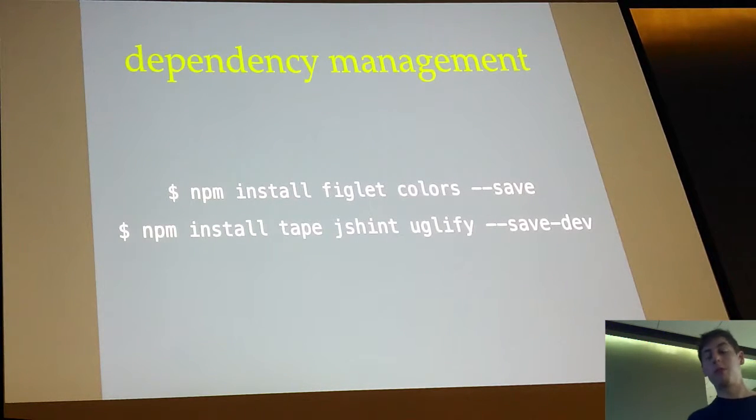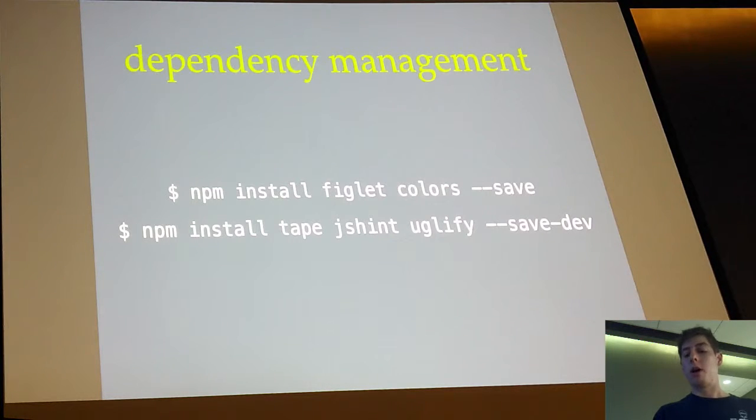Yeah, so NPM also does dependency management, obviously, and that's something that's part of building JavaScript. You can install a module such as Figlet or Colors, and you could save it to your package.json. It'll automatically put it into the dependencies and give it the version.